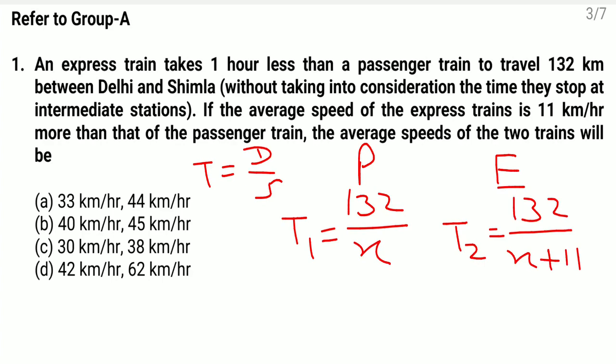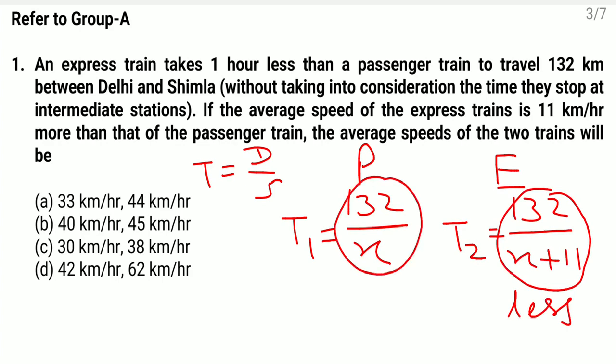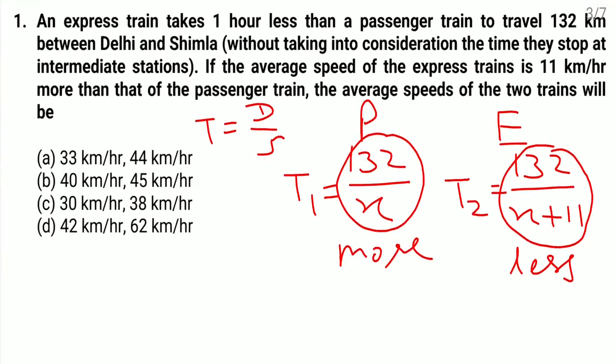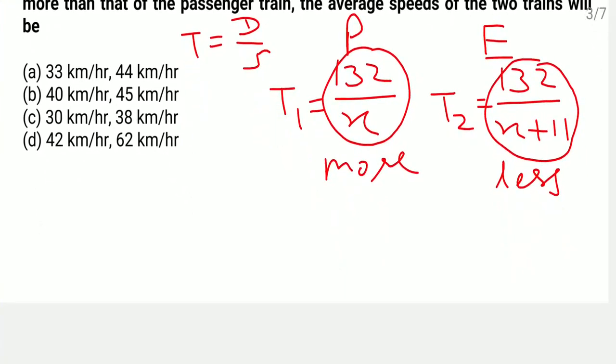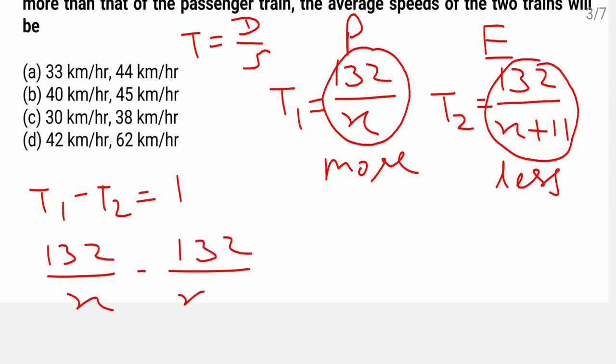Now the express train will reach a little earlier. It means that it will require less time, and the passenger train will require more time. So more time minus less time. What is the difference of time? 1 hour, right? So here I'll write down T1 minus T2, which is equal to 1 hour. 132 by x minus 132 by x plus 11 is equal to 1.